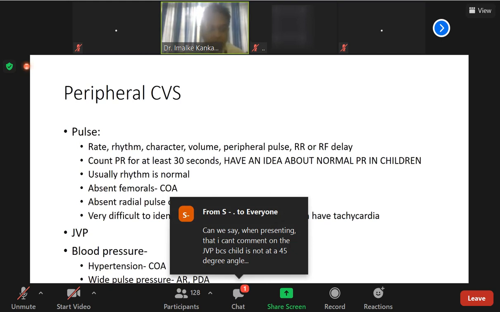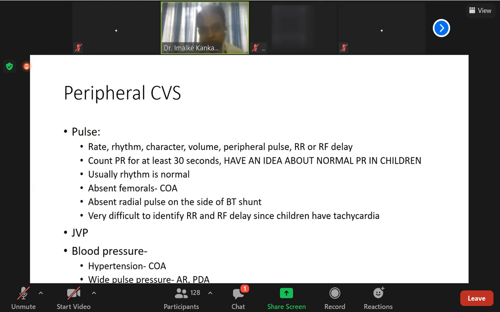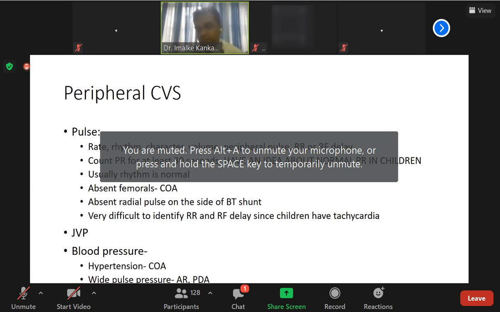Like, if you say I want to do blood pressure, if it is a case of coarctation of aorta, we might say, okay, the blood pressure is 150 over 100. If it is wide pulse pressure, I mean, if it is AR or PDA, there may be a very wide pulse pressure. In that case, we might tell you the figure, right? Some candidates, we ask you to check blood pressure as well, right?